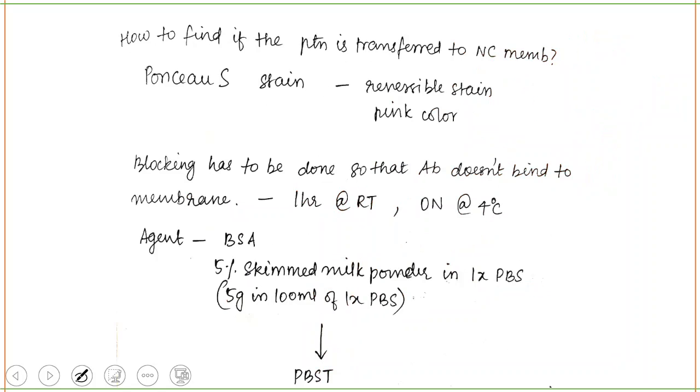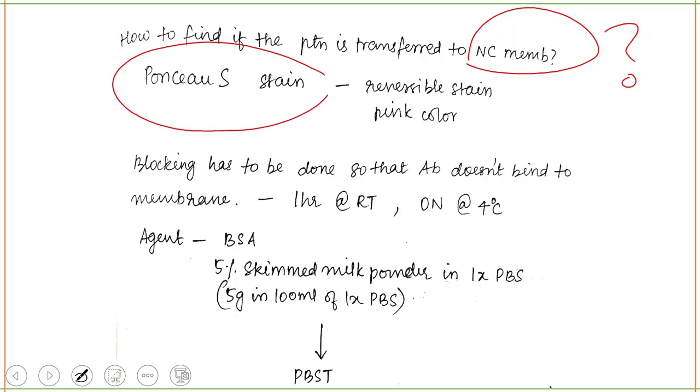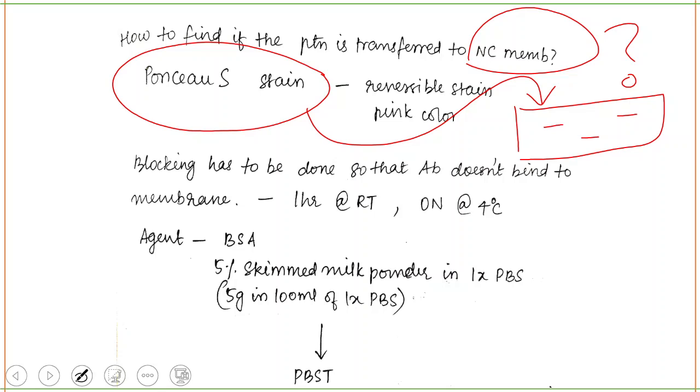So how do you find if the protein has been transferred to the nitrocellulose membrane? Very important question, because you can't see it, right? For that, one stain is used, that is Ponceau S stain. This is a reversible stain. You will put the stain on top of the membrane, so wherever your protein is present, it will show you the band, and the band will be pink in color. Reversible stain means if you simply add water to this, the stain will be washed away. That is why it is called a reversible stain.